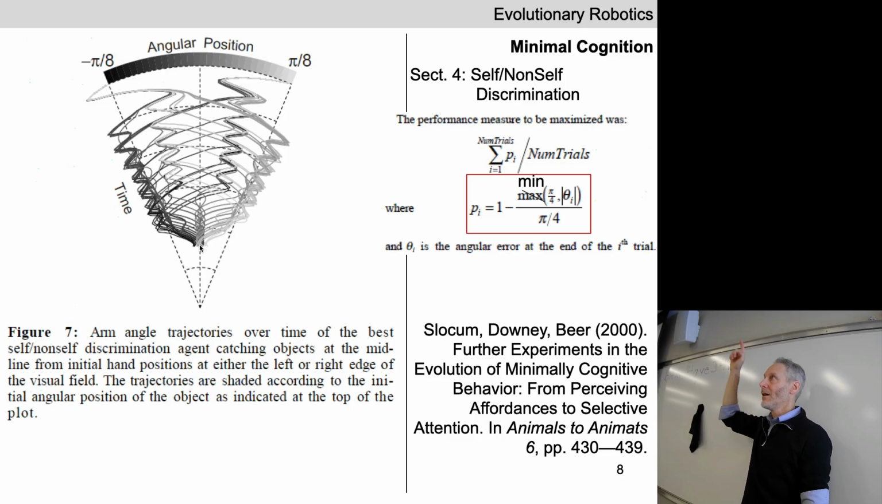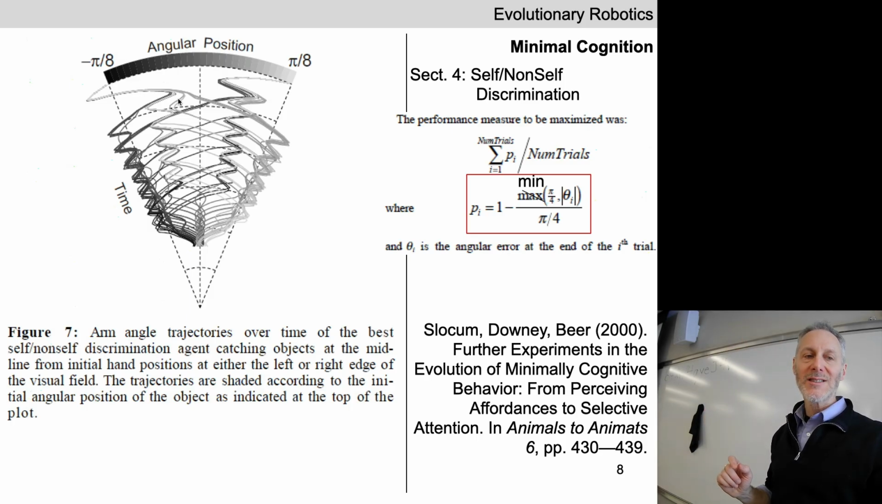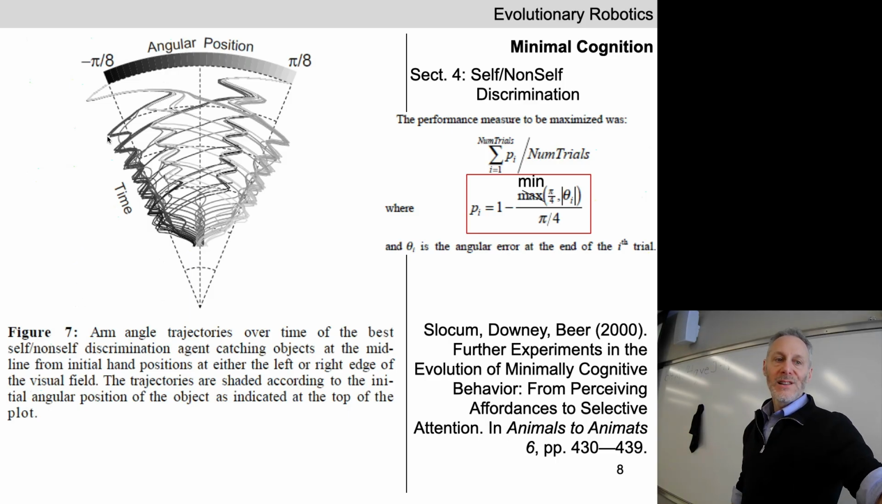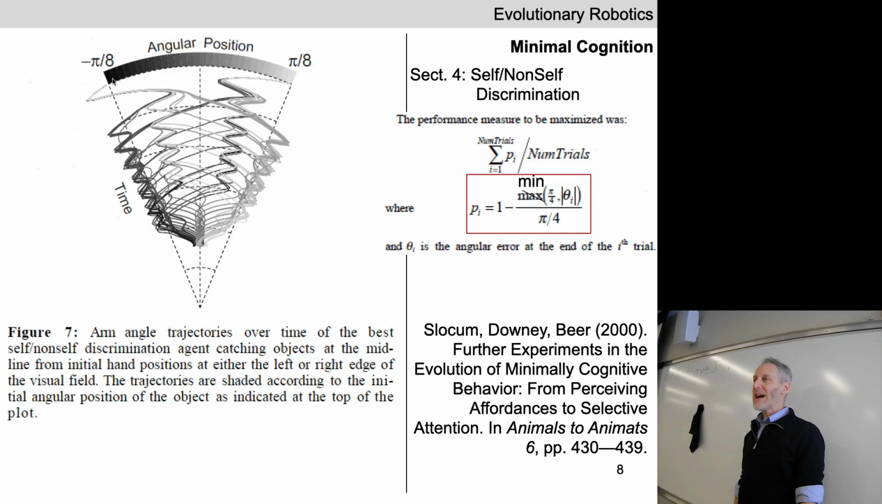Everybody understand the shapes of the trajectories? Okay, let's talk about the brightness or the grayscale of the trajectories. The trajectories are shaded according to the initial angular position of the object as indicated at the top of the plot. The initial angular position of the object. So dark colored trajectories were dropped, the object was dropped minus pi over 8 radians above and to the left of the robot.